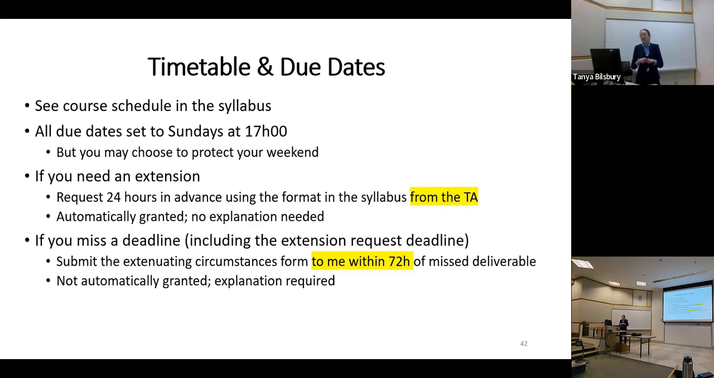If you need an extension, request that from the teaching assistant 24 hours in advance. That is granted automatically, no explanation needed. You're an adult, I'm an adult. I trust that you can manage your affairs, and if you have a reasonable need for an extension, you'll use that appropriately. All students have in the past.